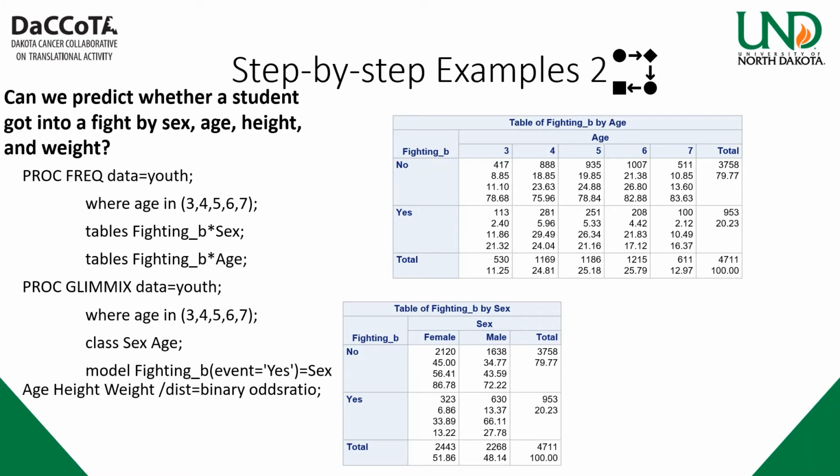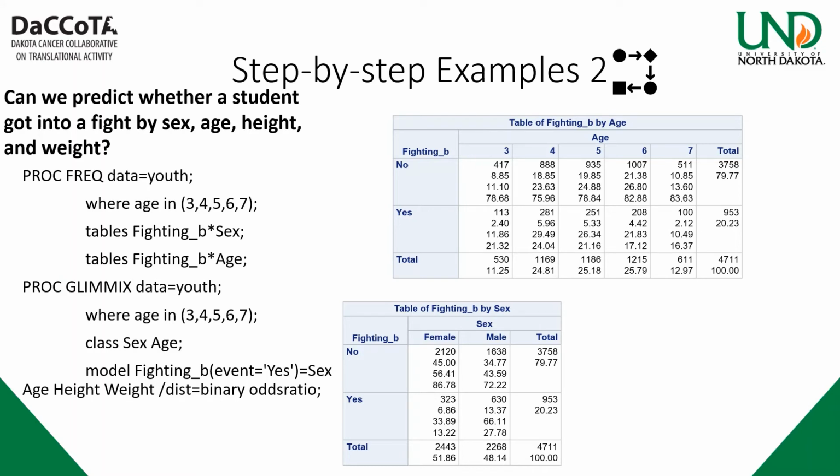And we're going to model fighting with the event of yes as a function of sex, age, height, and weight. Now, Glimmix, unlike proc logistic, you have to tell it what distribution it is. So we need to have this slash distribution, and now we're going to use a binary distribution because we have yes, no, or 1, 0, that kind of thing. And then we're also going to add this statement here, odds ratio, which is going to be the premier way we're going to display our results.